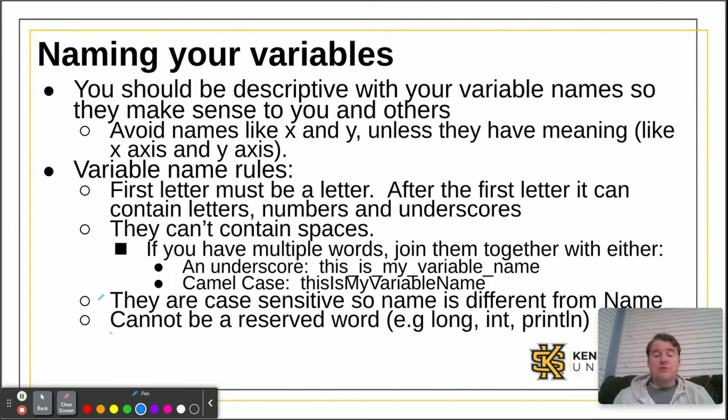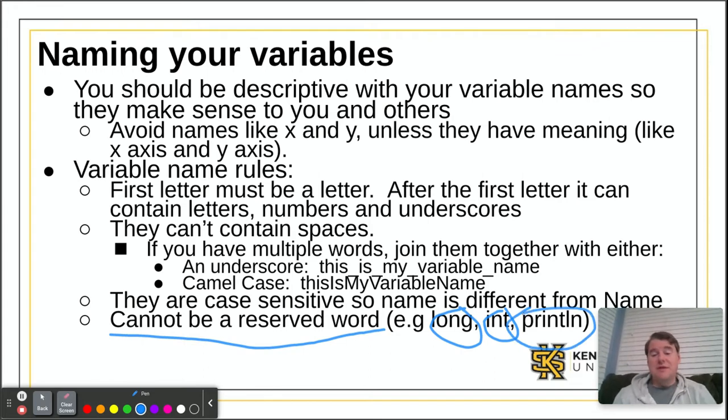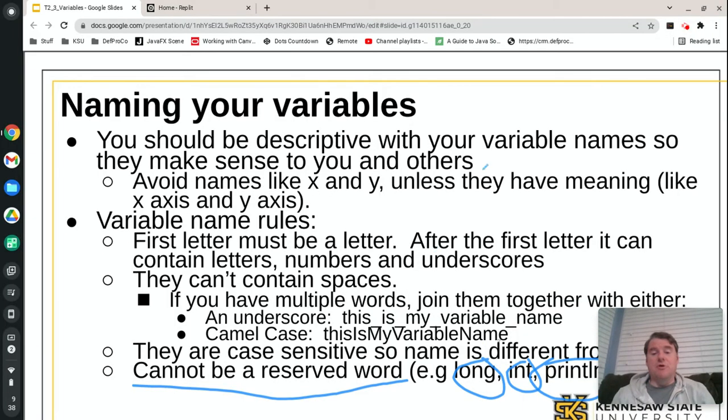And then the final rule is they can't be a reserved word. Now, what is a reserved word? Any word that is part of the Java language is not allowed as a variable. For example, you've seen the word int, you've seen the word long, and you've seen the word printline, and none of those are allowed. So what I mean by that is you can't make a variable called int. You can make a variable of type int, but you can't make a variable called int.